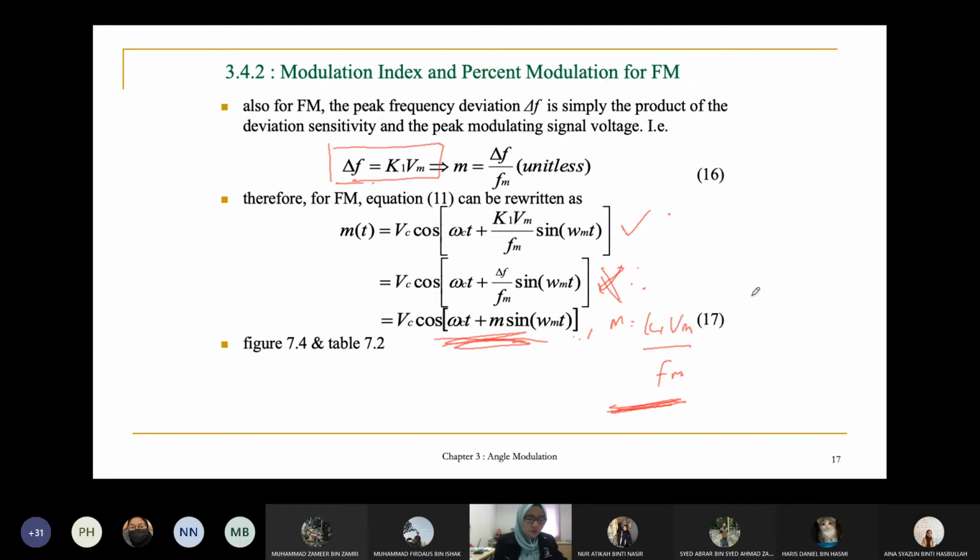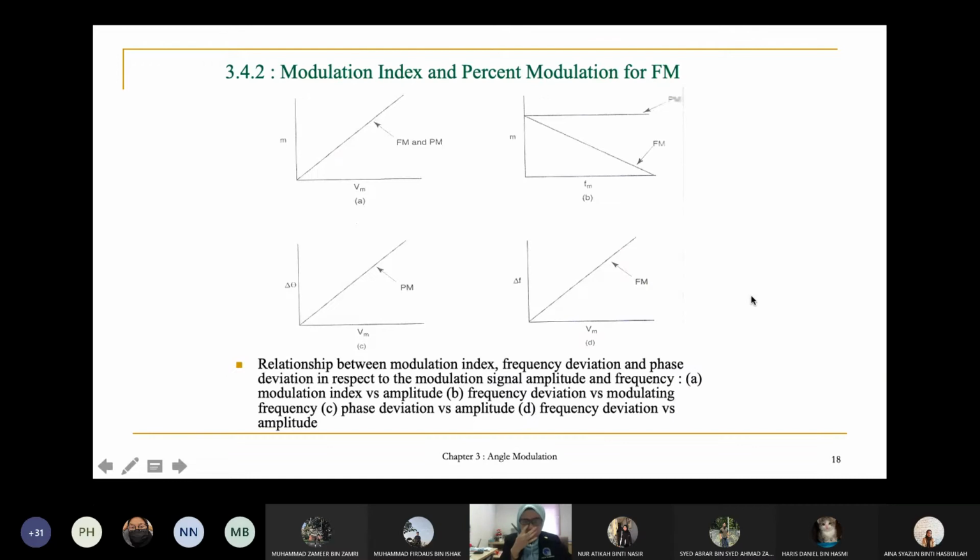Okay, so next is to show you the relationship between the modulation index, frequency deviation and phase deviation with respect to the modulating signal amplitude and frequency.